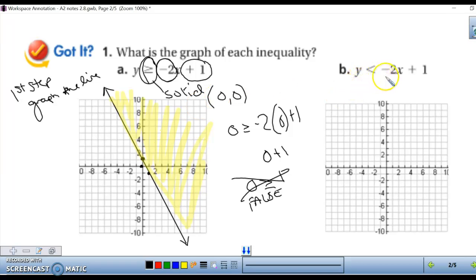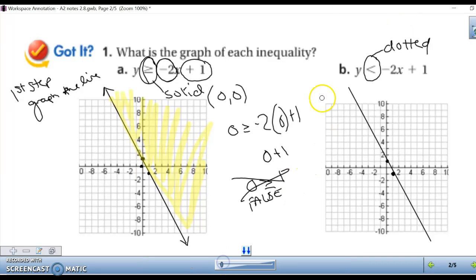Let's do b together. So b is the same exact line, negative 2x plus 1. I'm going to graph that one quickly while I pause the video. Alright, so we have the same line. Now we're going to look at the inequality. It's less than, so first of all, should this be a dotted line or a solid line? It should be dotted, so I'm going to go through with my eraser and erase some points quickly so that you know it's dotted. Alright, and then next we need to shade. Because this is less than, are we going to shade above or below the line?